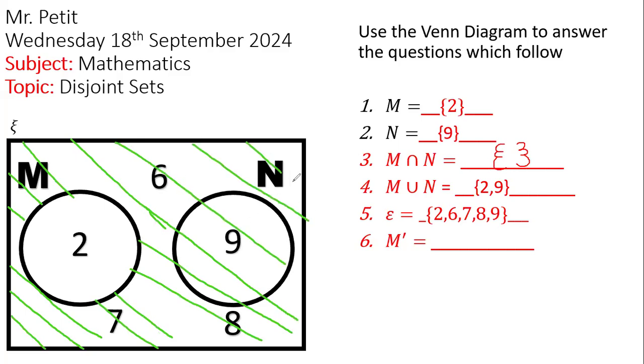So we do not include M. All right. So what will be a part of M complement? 6, 7, 8, and 9. So it's going to be 6, 7, 8, and 9. Does that make sense? Yes, sir.